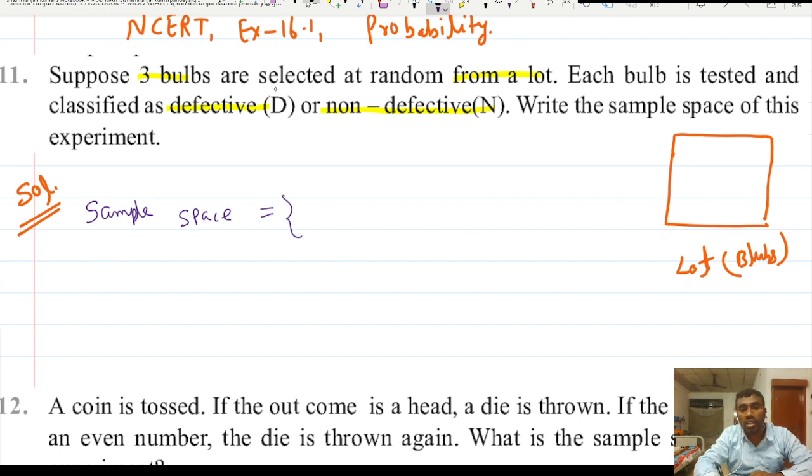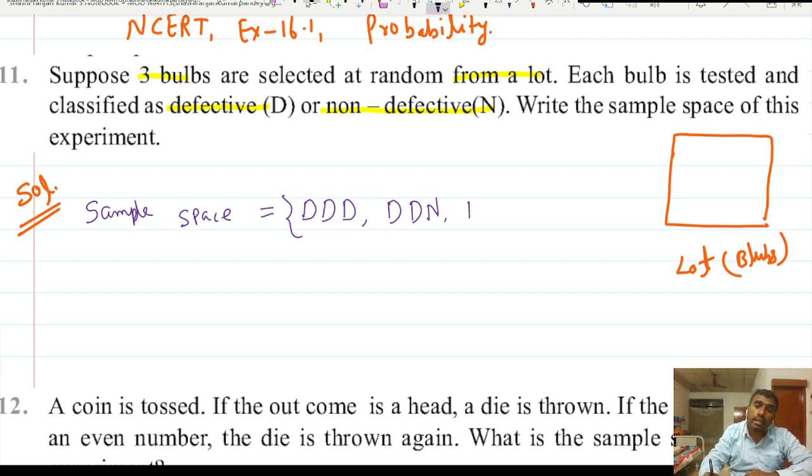Let us suppose we have selected the first bulb and tested it, and it is found to be defective. Then what will you do? You will select the second bulb, test it again, and let us suppose it is again found to be defective. Then you will take the third bulb, because you have to take a total of 3 bulbs, test it, and let us suppose we find it defective. So this is one possible case. What can be the second case? The first bulb is defective, the second is defective, but the third one is not defective. This is another case.